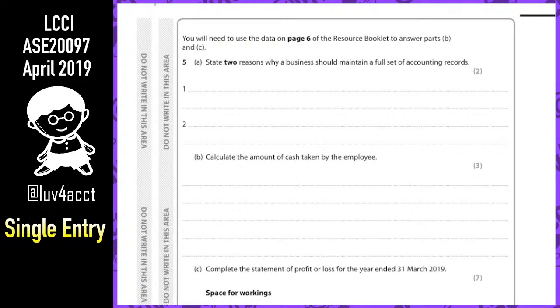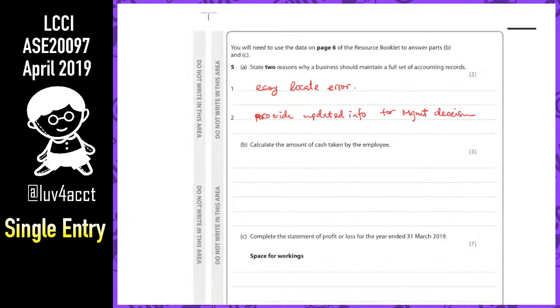So it will be easy for you to locate error. And also it would help you provide updated information for management decision. Or some other points that you can think of.